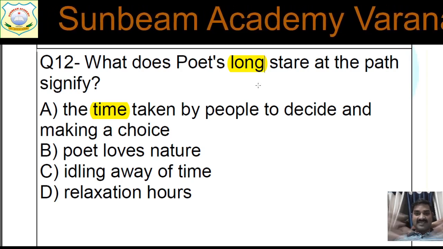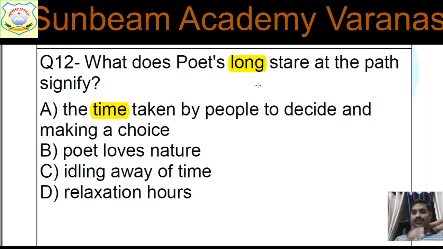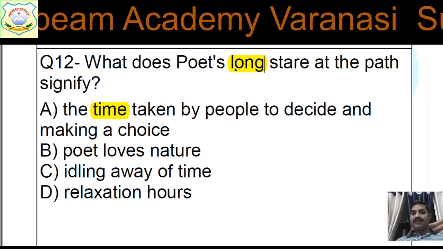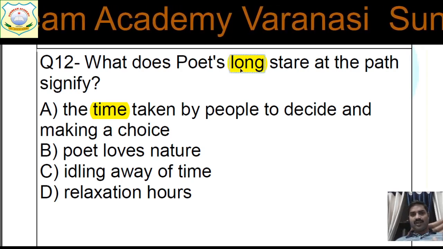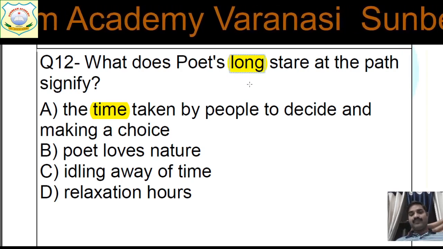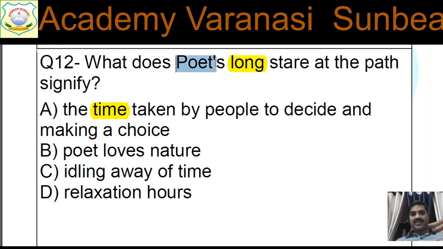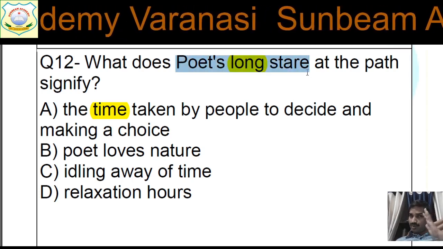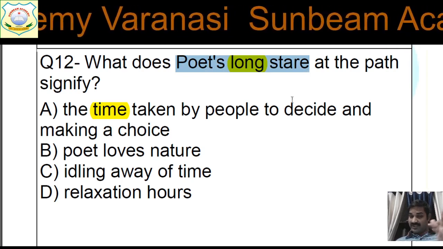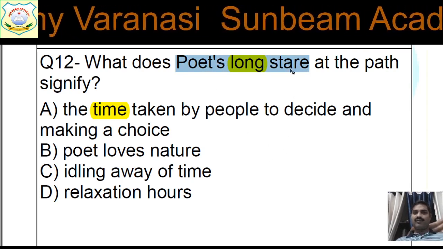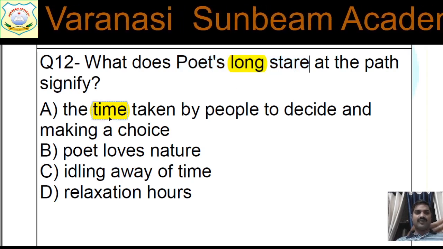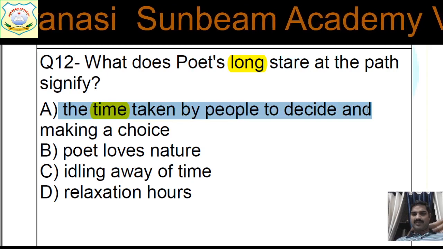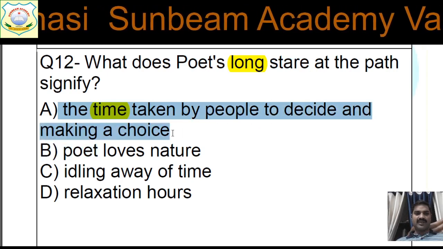Coherence means the association. Which meaning will be suitable here? So here, long meaning wish will not be the meaning. Here, long means the time taken by the person. So the poet's long stare means he was looking continuously. Staring means to look at something for a long time continuously. So here the poet was looking at the path for a long time. So this option is correct: time taken by people to decide and make a choice.